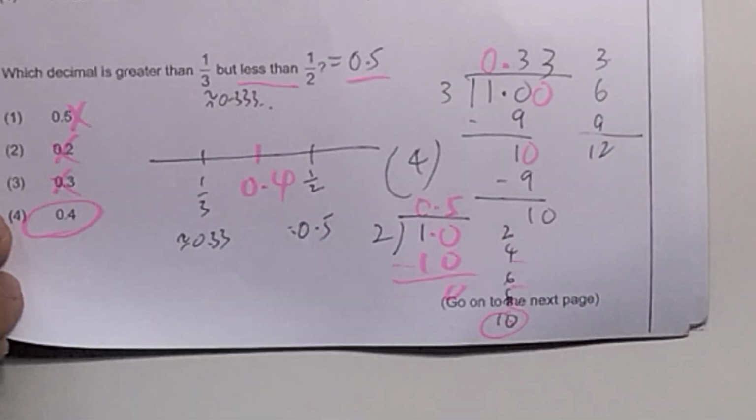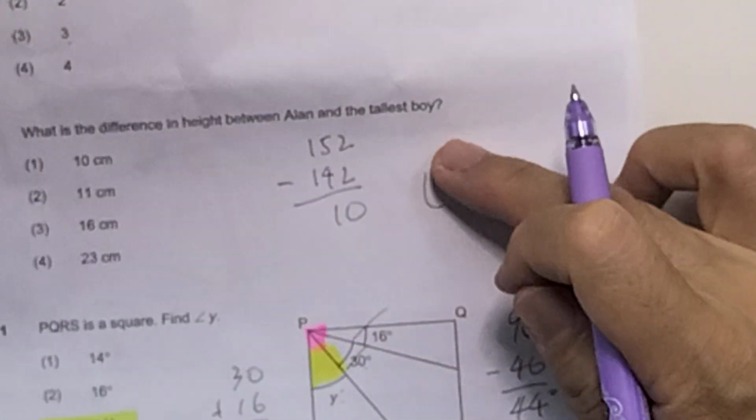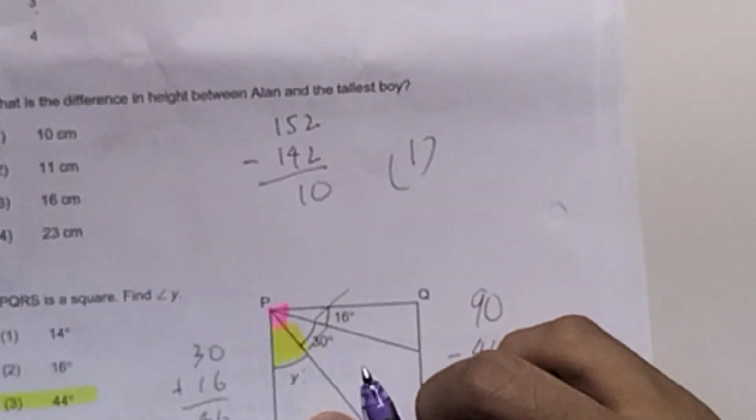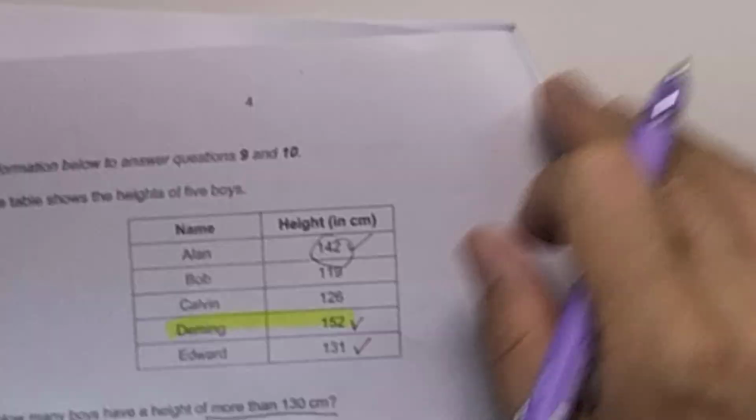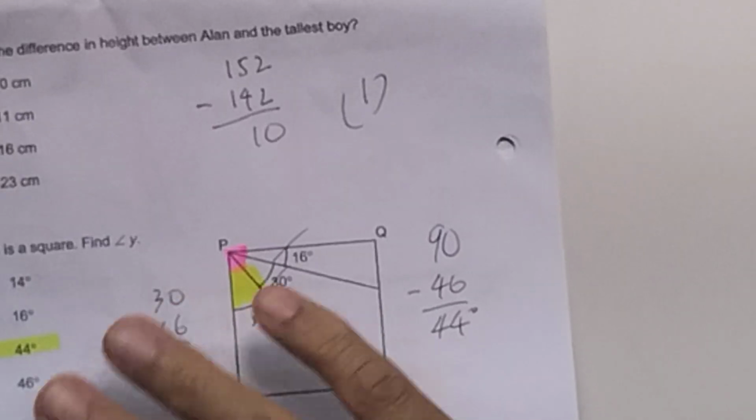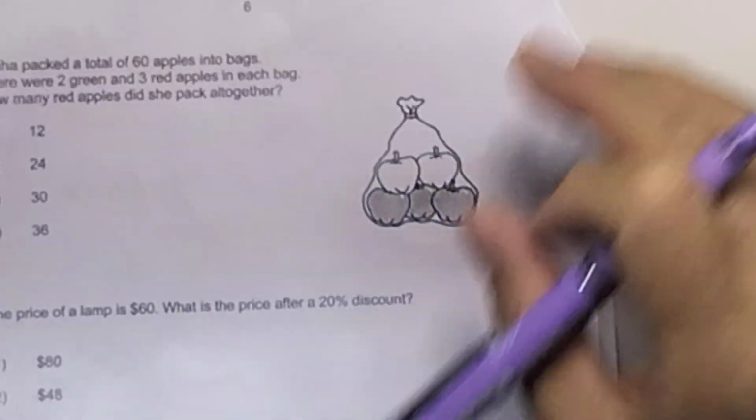So notice that these are now 2-mark questions. The 2-mark questions started from question 10. That's why, as you notice in front here, question 1 to 10 is 1 mark, question 11 to 20 is 2 marks. So very important, these 2 marks, you must definitely get your 2 marks, right? So far, isn't it quite easy?